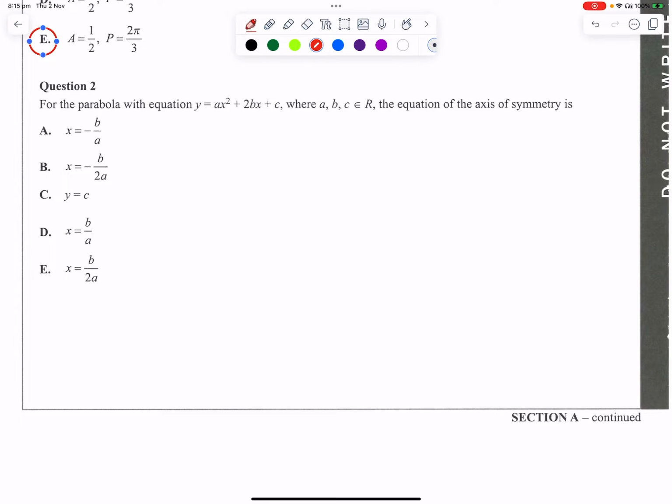Okay, the parabola equation, A, B, C are real, of course they are. It's Methods. The equation of the axis of symmetry, x is negative b on 2a, but b is 2b, so negative 2b on 2a, they cancel, and negative b on a. It is a.